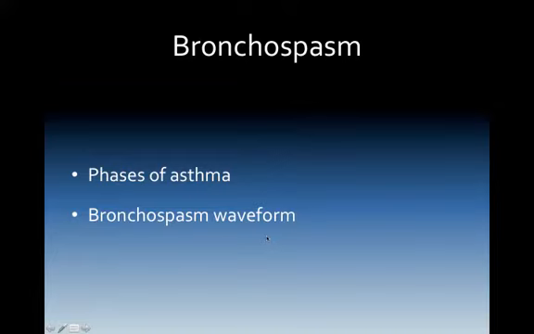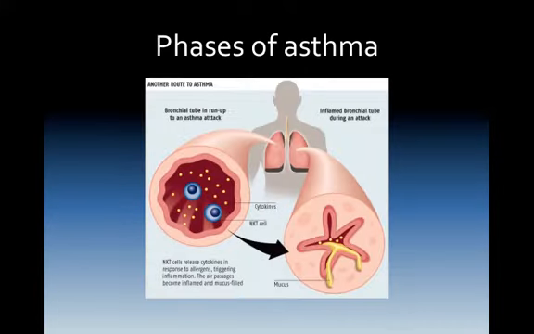Bronchospasm. We're going to talk about the phases of asthma and the bronchospasm waveform in this. Phases of asthma. So what we essentially get is, whatever the trigger, the body releases its cellular mediators and cellular materials. This causes inflammation and an increased mucus production. It decreases the lumen of the airways, and makes it difficult to breathe.